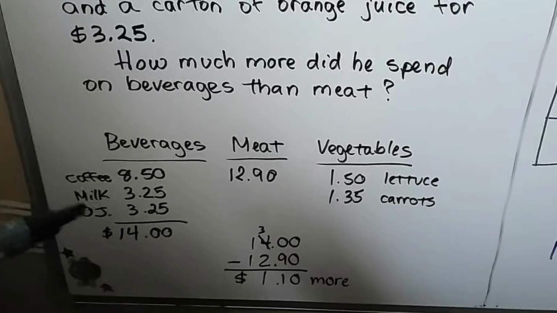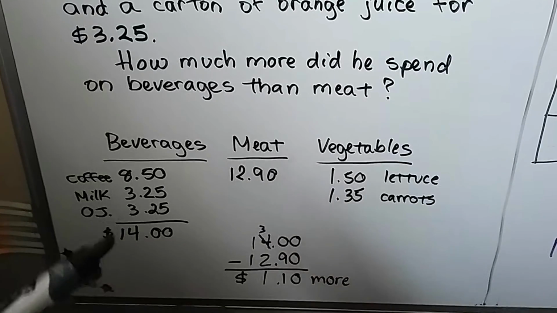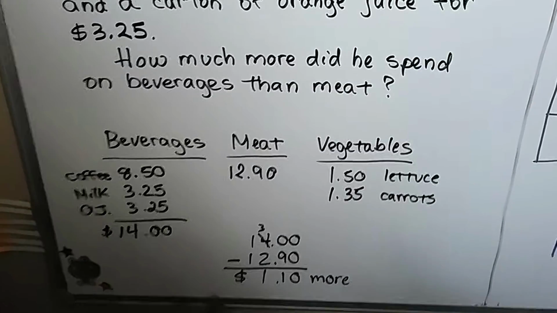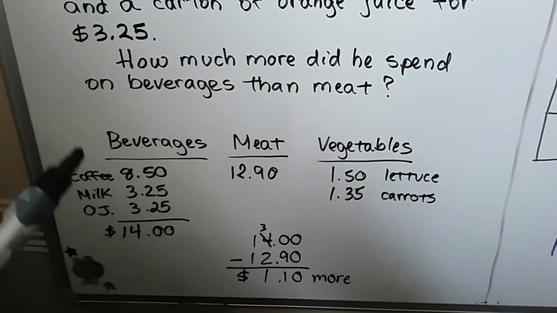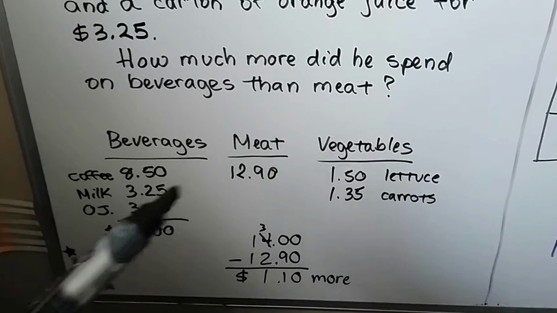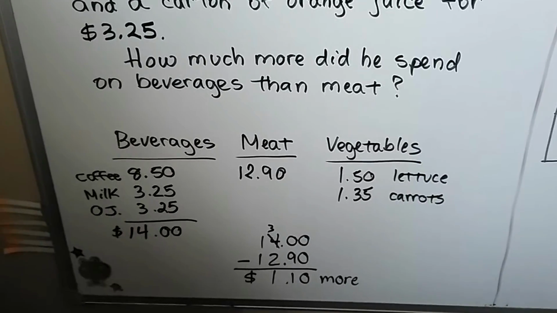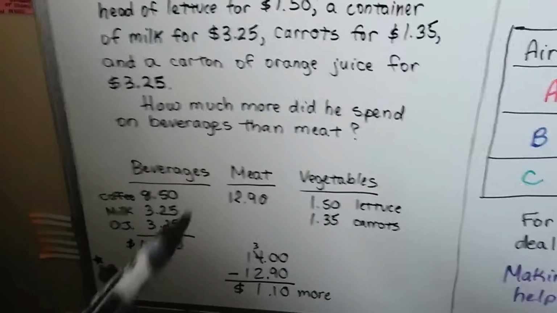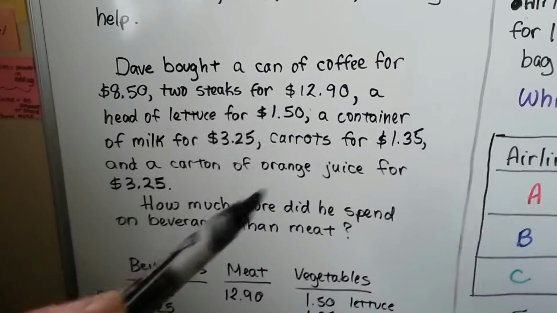Our beverages are the coffee, the milk, and the orange juice. They total $14. We have our meat, and we have our vegetables, the lettuce and the carrots. How much did he spend on beverages? $14. Meat, $12.90. The difference is $1.10. That was easy, wasn't it? It's a lot easier to solve it looking at this than it was looking at this, okay?